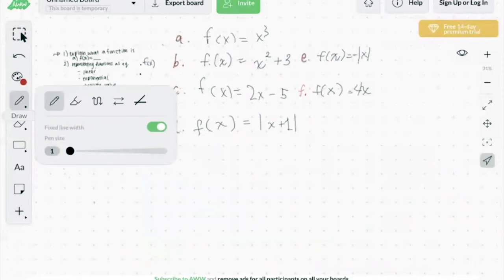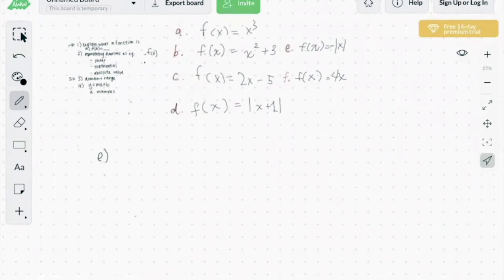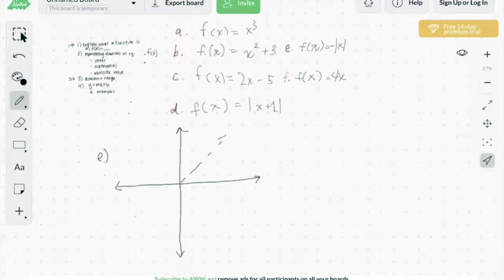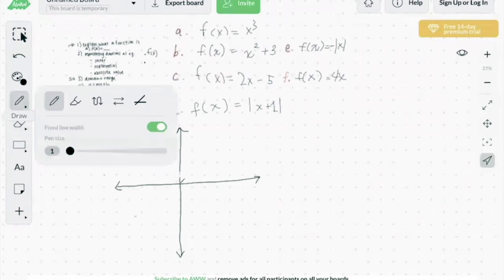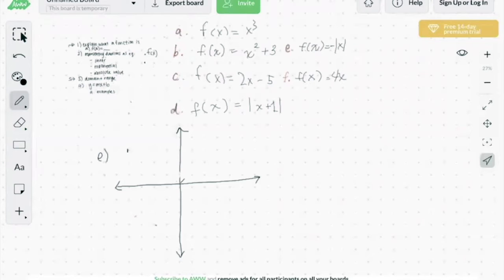And looking at E, we have f of x equals the negative absolute value of x. So in a graph, if we were to plot down some of the points, we know that the absolute value of x itself is just going to look something like this. But because it's negative, if x were to be 1, then we would get -1. If x is 0, we get 0. If x is -1, we still get -1. And so the ending graph would look something like this.